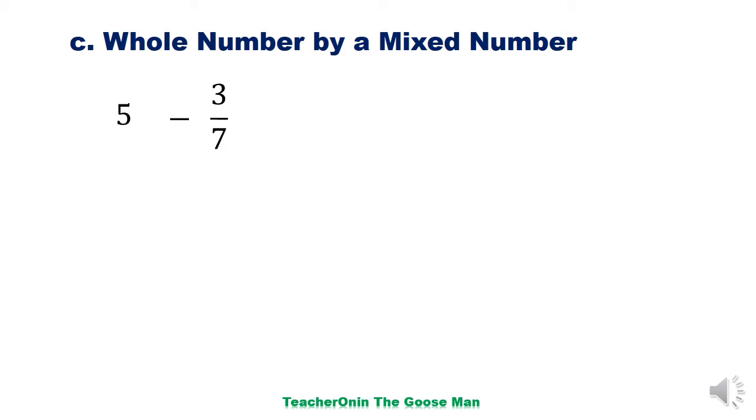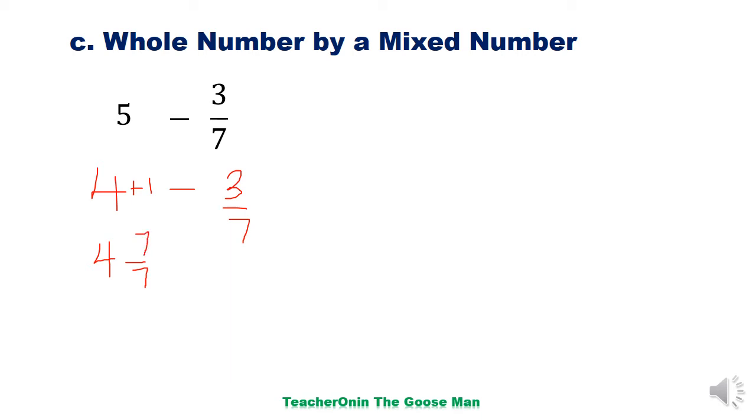Let's rename 5 as 4 plus 1 minus 3 over 7. And then we will rename 1 as an improper fraction. So I have here 4. I'll simply copy the denominator 7. And since my denominator is 7, I will copy this one also as my numerator.